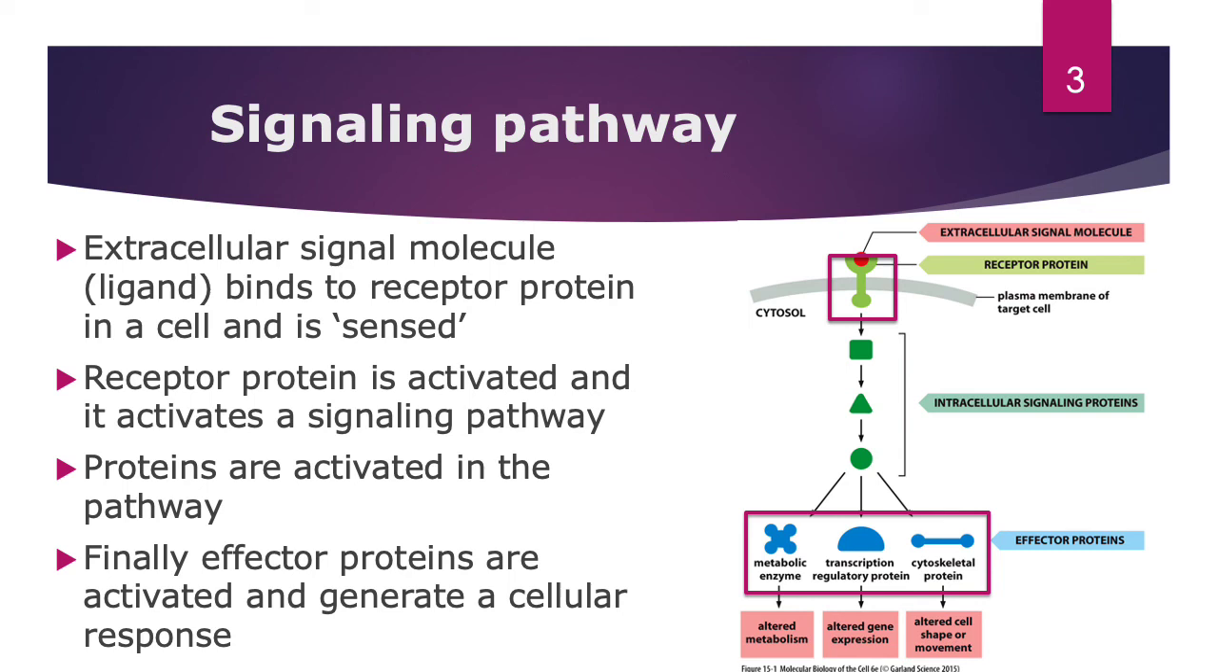Finally, we have the effector proteins that are activated by the signaling proteins. These effector proteins are proteins that can mediate a specific outcome. In the figure shown to the right, the different effector proteins are metabolic enzymes and hence can alter metabolism, or they can be transcription regulatory proteins and thus alter the expression of genes, or they can be cytoskeletal proteins that allow the cell to change its shape or to move in a specific direction. Bottom line, the presence of the ligand generates a cellular response which can be in many different forms.